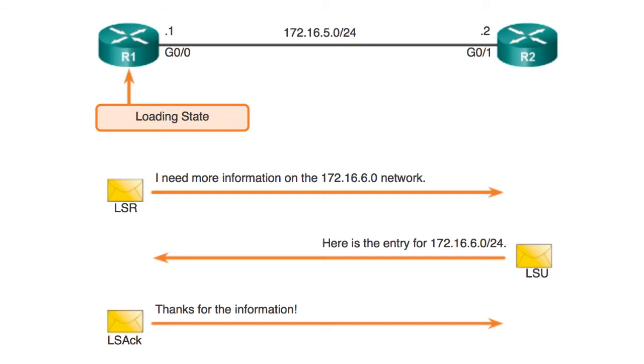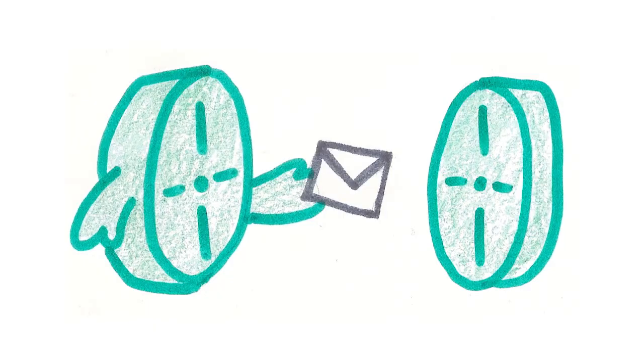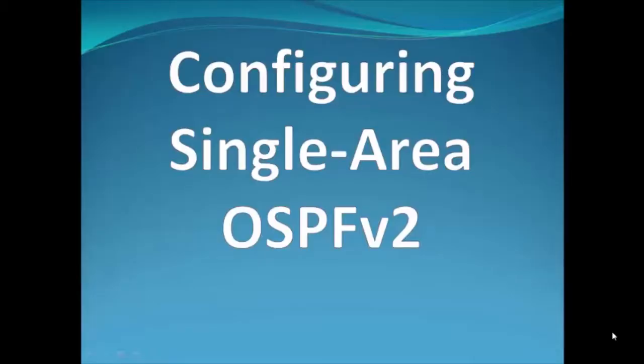After all link state requests have been satisfied for a given router, the adjacent routers are considered synchronized and in the full state. As long as the neighboring routers continue receiving hello packets, the network and the transmitted LSAs remain in the topology database. Configuring Single Area OSPFv2.